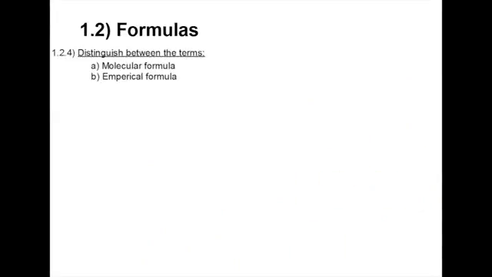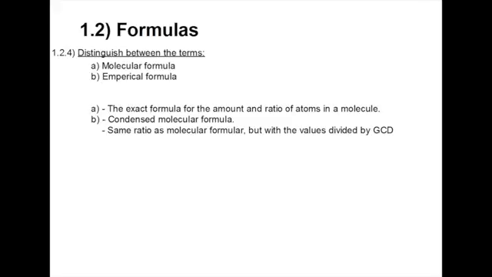Okay, the next point in 1.2 is 1.2.4. And you have to distinguish between the terms molecular formula and empirical formula. The molecular formula is the exact formula for the amount and ratio of atoms in a molecule. The empirical formula, however, is a condensed version of the molecular formula. It has the exact same ratio, but the values are divided by the greatest common divisor.